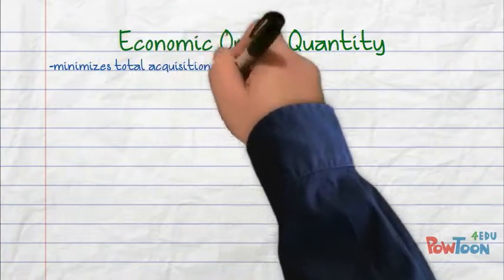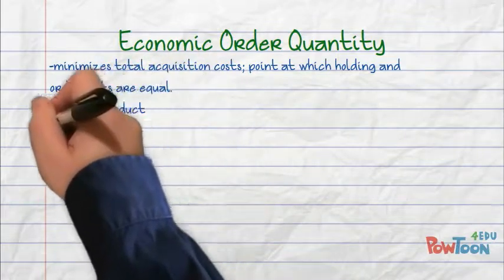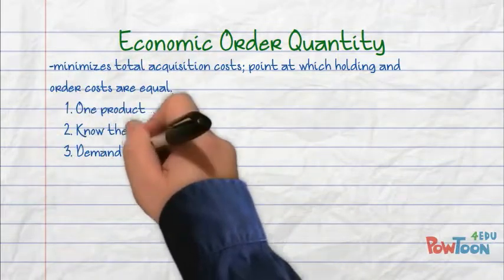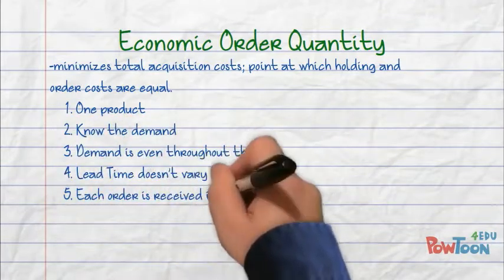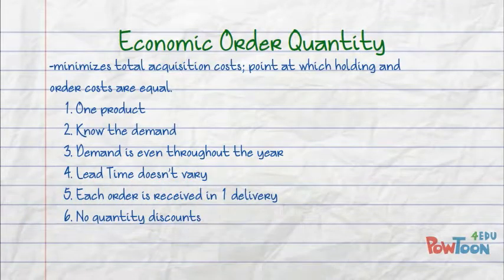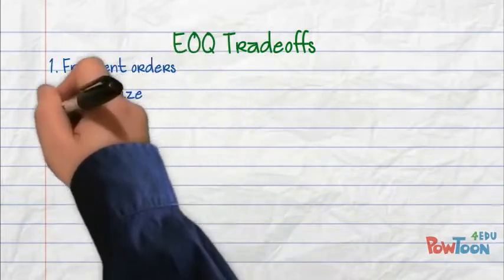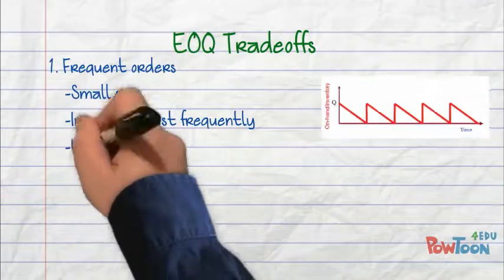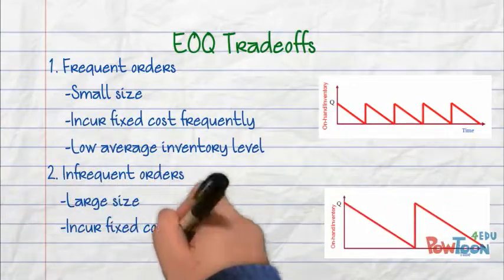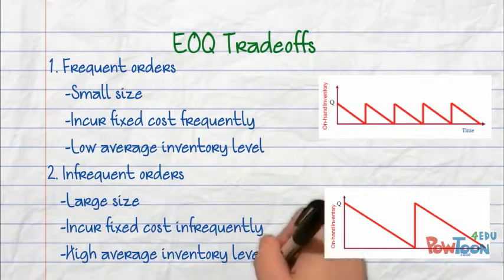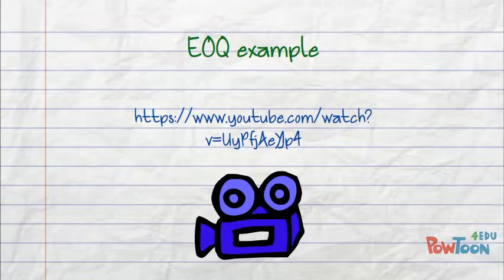Economic order quantity minimizes total acquisition costs, and it is the point at which holding and order costs are equal. When companies use this, they have to assume these 6 things. There are 2 main EOQ trade-offs, frequent orders and infrequent orders. Here are some benefits of both, and to the right there are some charts that you can look at for the on-hand inventory over time. Now here's a short video to show how to calculate EOQ.